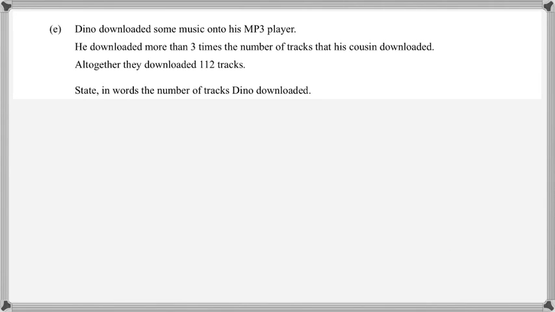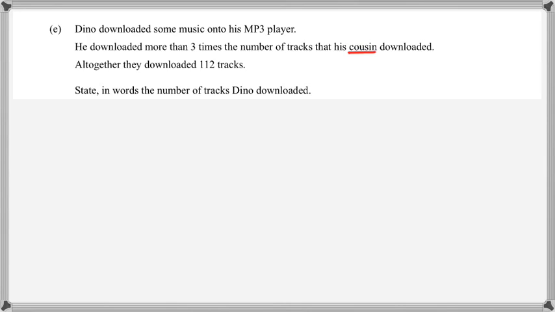We've got some people downloading music. Let's just hope that they're doing it legally. Anyway, that's not the problem here. We're trying to figure out how many tracks Dino downloaded. So we're going to start looking at this and start changing some of this information into equations.